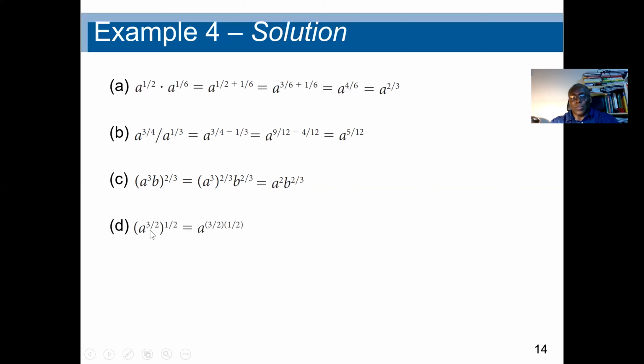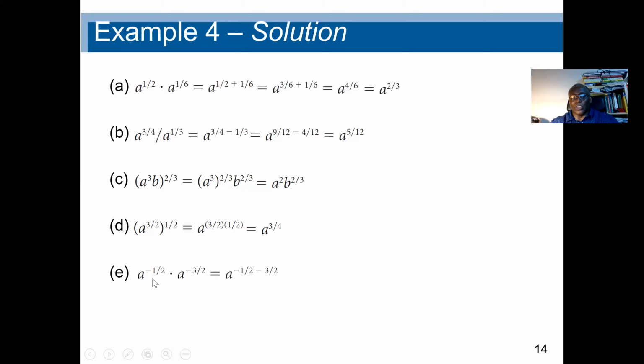The next one, we have a to the power 3/2, to the power half. So we have two powers. So we multiply 3 by 2 by 1 by 2. So that will give us 3 times 1 is 3, 2 times 2 is 4. So that will give us 3/4.